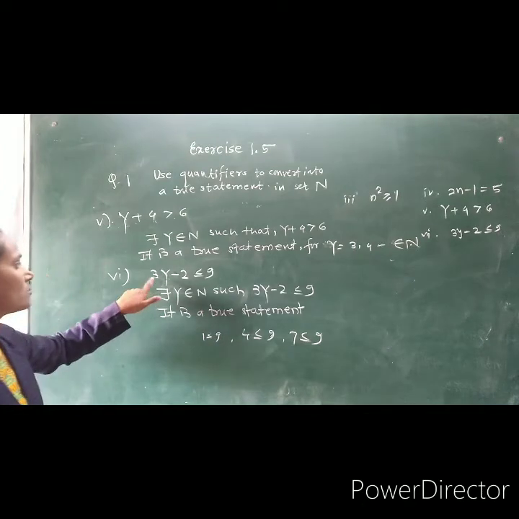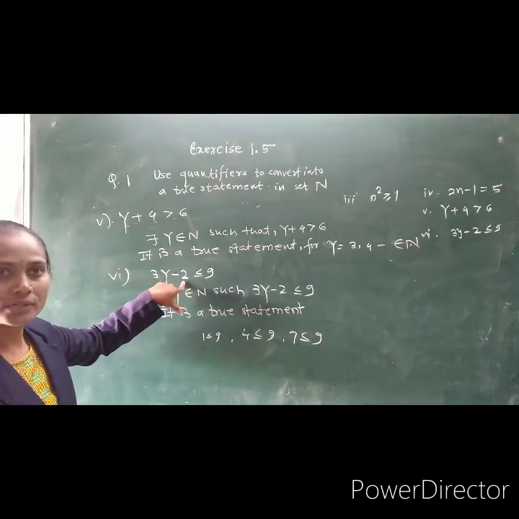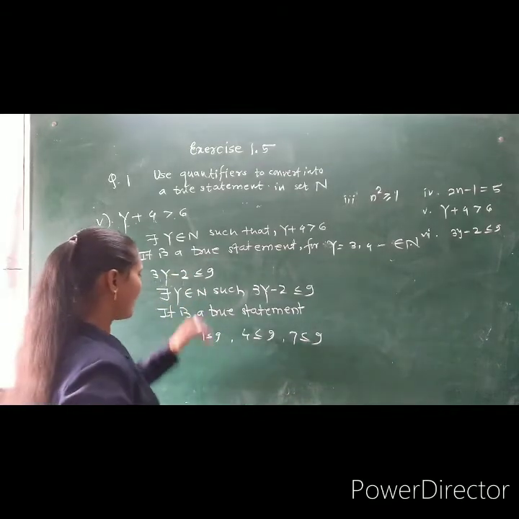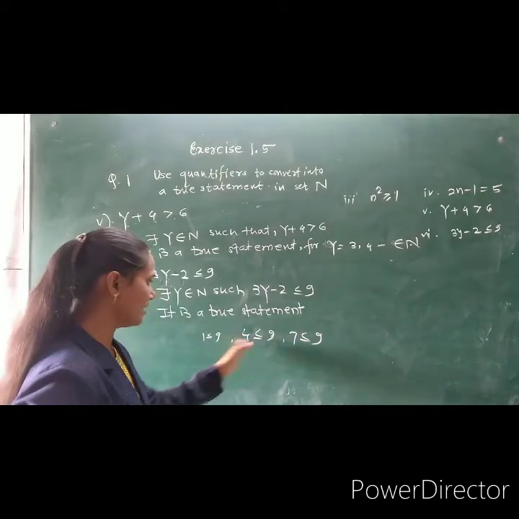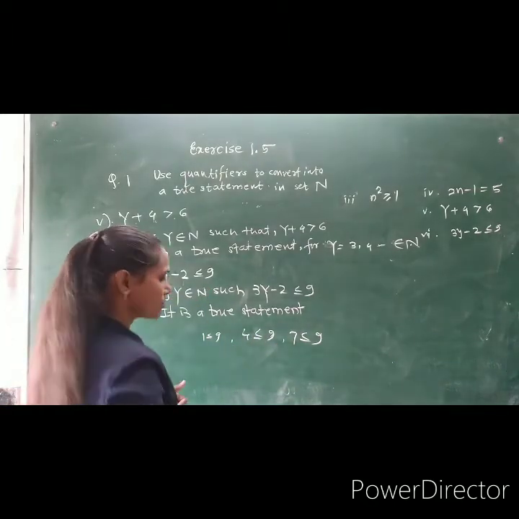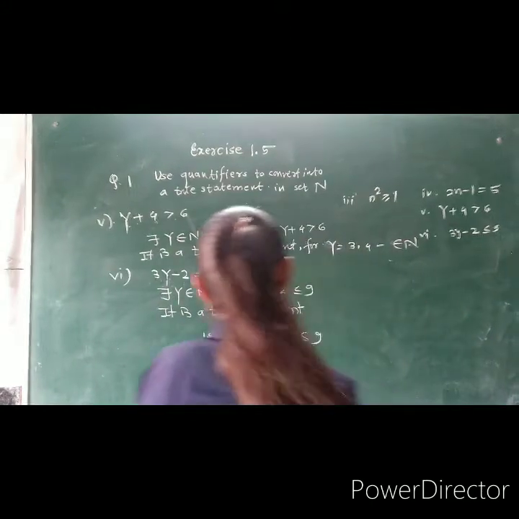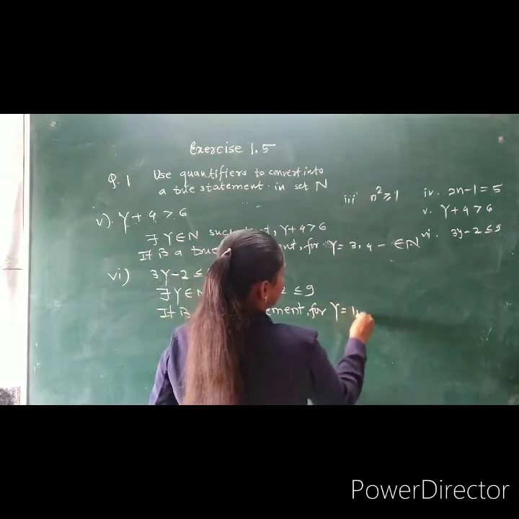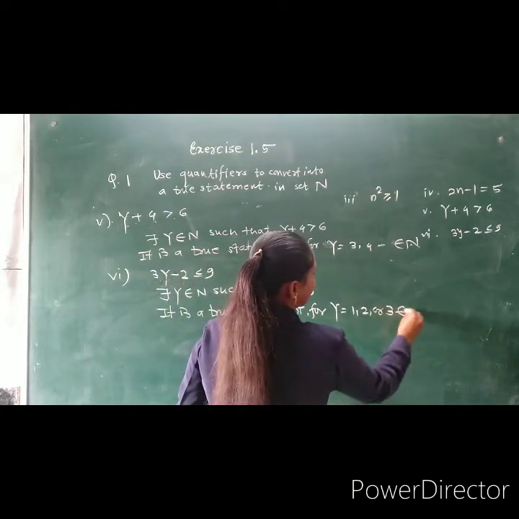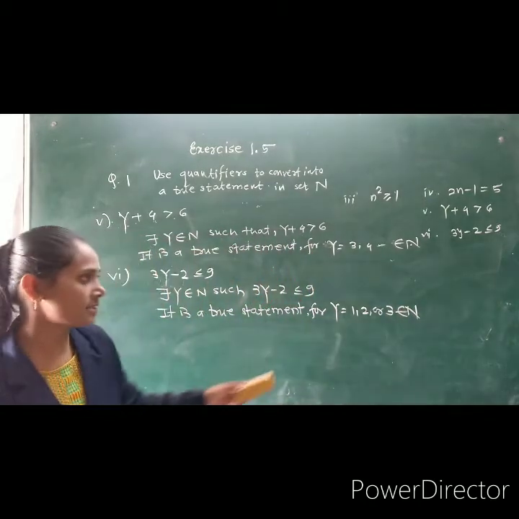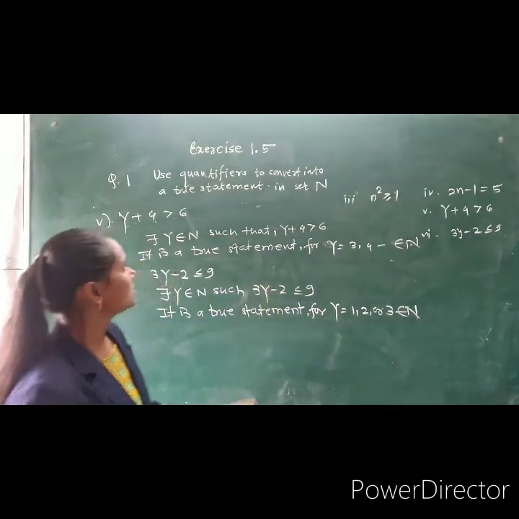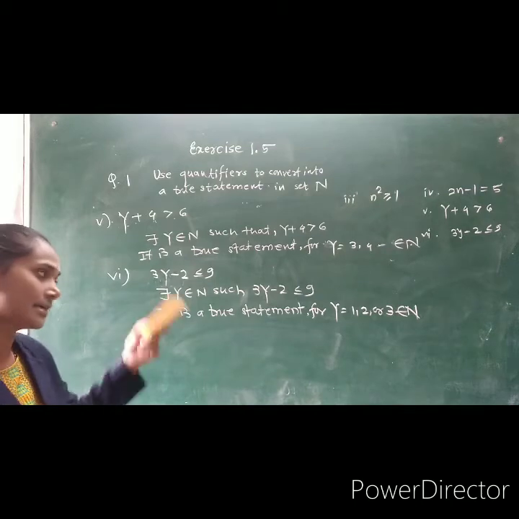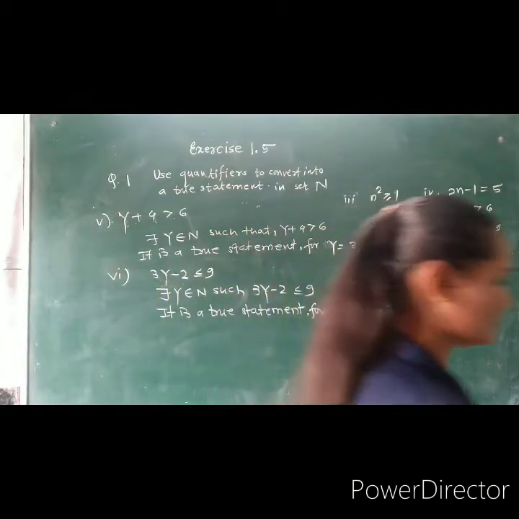If we take y equal to 4, then 4 into 3 is 12, and 12 - 2 is 10. Is 10 ≤ 9? No, 10 is greater than 9. So these three values, y equal to 1, 2 and 3, satisfy this inequality, and they belong to the set of natural numbers. So when open sentences are used with a quantifier, they become a statement, and it is called a quantified statement.